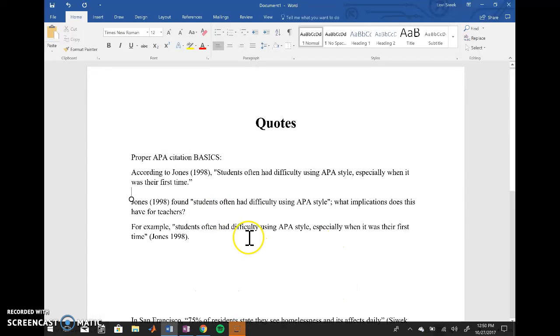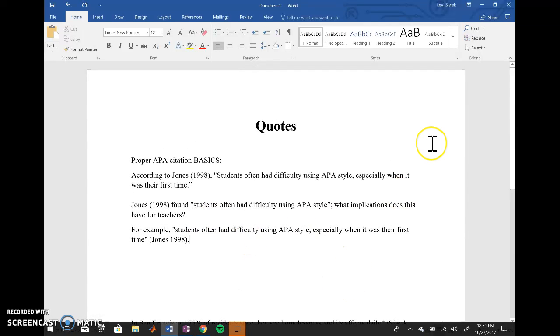Hey class, today I'm just going to go over a mini lesson on quotes and how to best implement them throughout your paper. So first off, as you all should know by this point, the style that the quotes should be in is APA format.